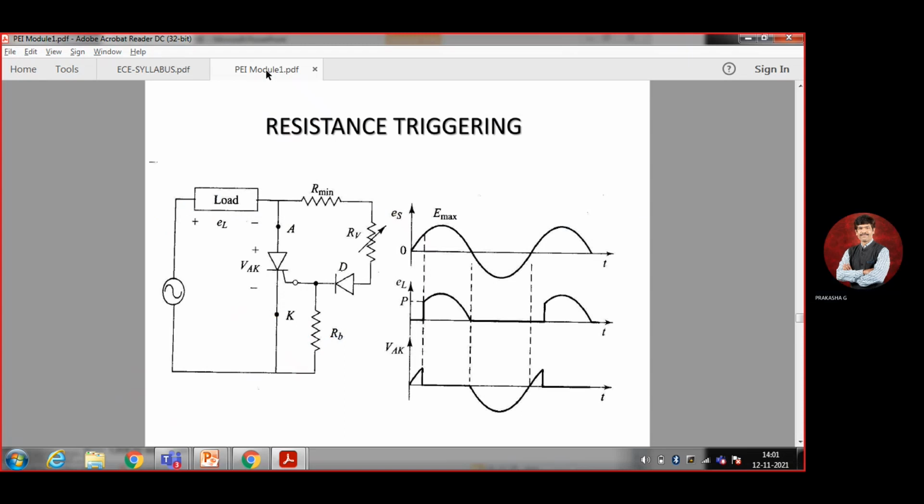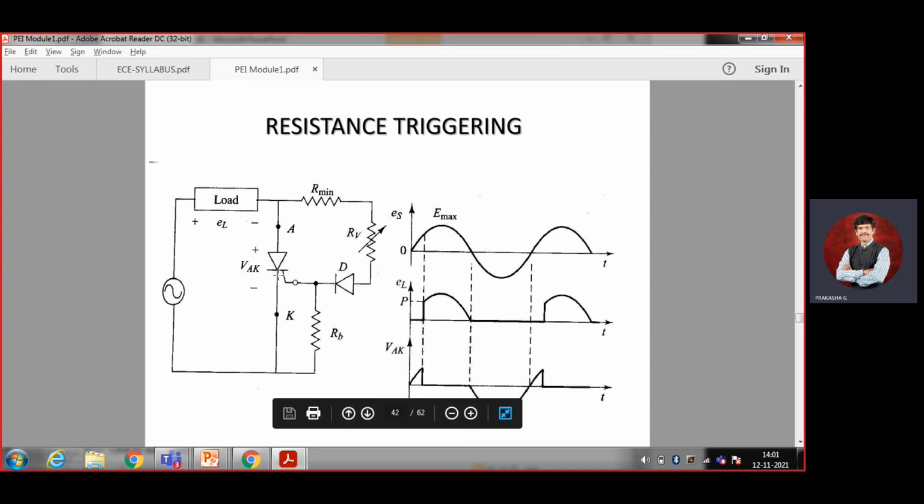Here, R triggering, resistance triggering, we'll call that. See here, this is the resistance behind the thyristor. This is a thyristor. The gate current can be given to your SCR by using a load resistance RV.